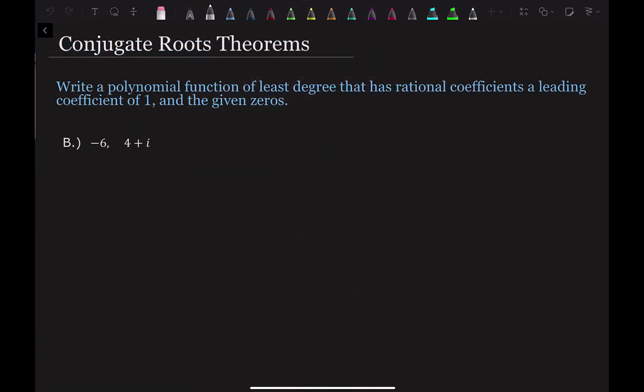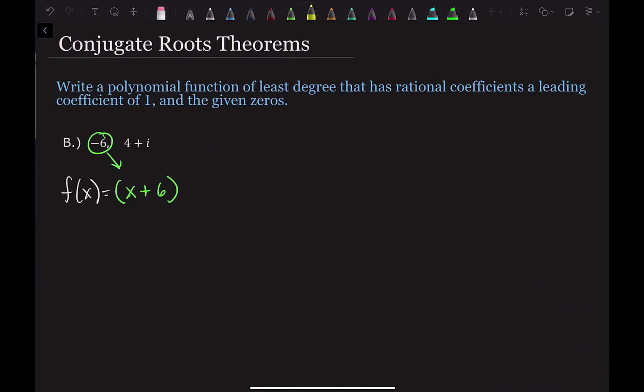All right, for our second example, we see that the changes that have happened, we now no longer have roots, we don't have irrational numbers. We have i's, which make complex numbers. We want the same thing. We want a polynomial function, least degree, rational coefficients, leading coefficient 1, and the given zeros. And the setup is going to start out the same. We're going to have a function. The x minus 6 as a 0 or as a root gives us an x minus a negative 6 as one of our parentheses. The 4 plus i is going to give us 1, 2.